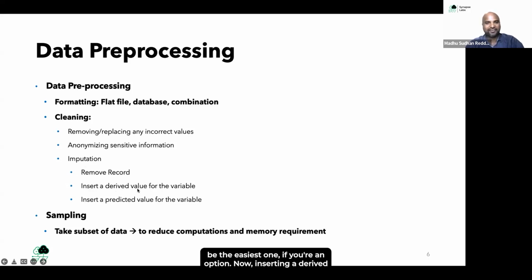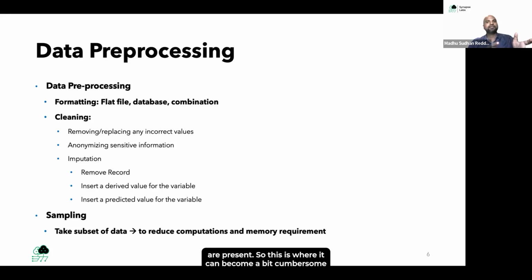Now, inserting a derived value. For example, the most commonly used method is to replace it with some statistical value like the mean, median, or mode. Most of the time it would be the mean. And we discussed this one as well. Create an intermediate machine learning model. Try to build a model to predict the value of the missing variable based on all of the other variables that are present.